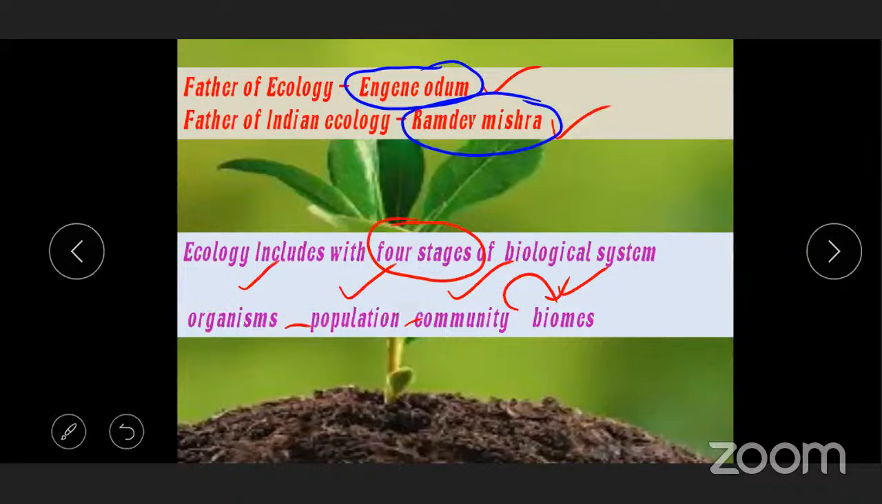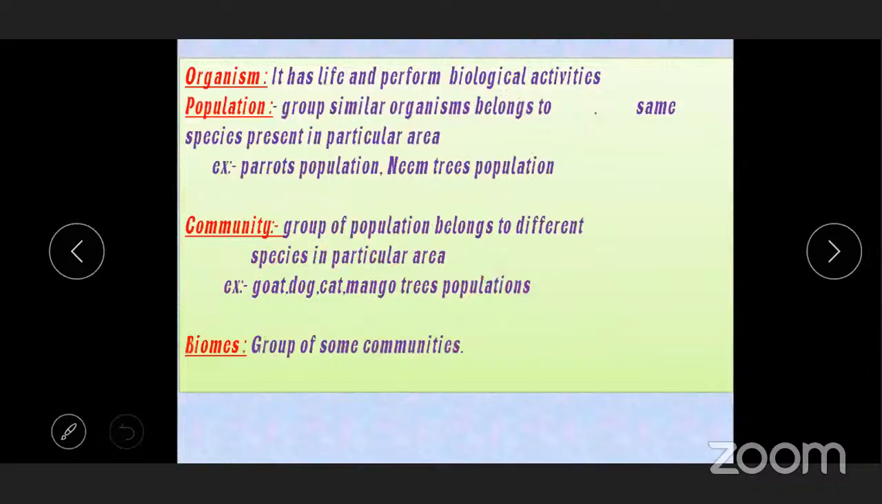So let us see what is organism, what is population, what is community, what is biome. These are the 4 stages present in ecology, nothing but in environment, nothing but in ecosystem. How many stages are there? 4 stages. What were they? Organism, population, community, biome. Let us see.